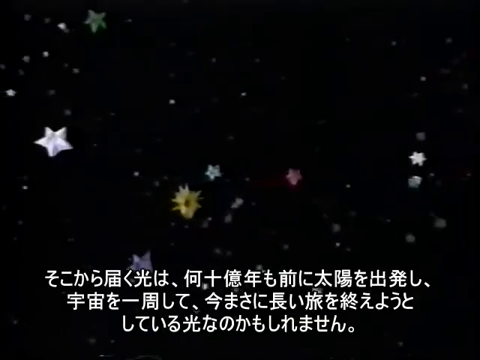The light we receive from it could be light which left the sun billions of years ago, traveled around the universe and is just now completing its trip. If we can someday find a pattern in the arrangement of the galaxies, then we will know the true shape of space.